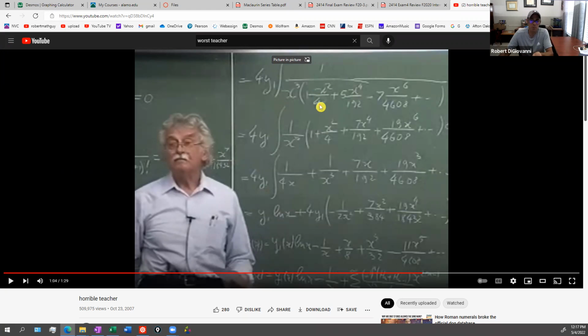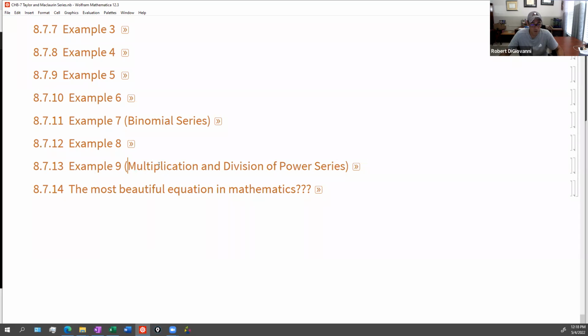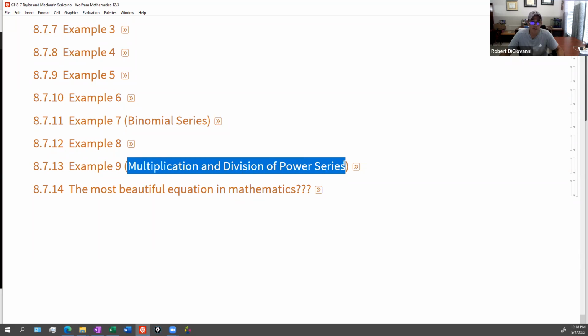We're about to do this problem. But if he sat there and had to do this by hand in class, you wouldn't get to anything else, right? He would take too much time. So the next topic for us is multiplication and division of power series. How do you take a power series and multiply it or divide it by another power series or by anything, right?